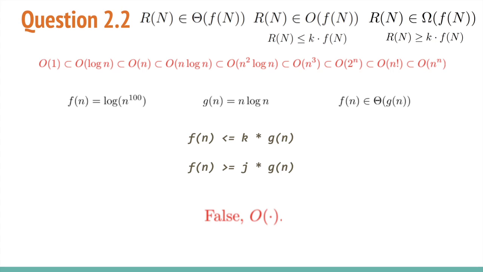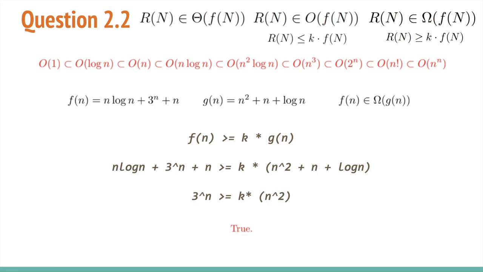In this next one, f of n is claimed to be in theta g of n, where f of n is the log of n to the power of 100, and g of n is n log n. In other words, is log n to the power of 100 both upper and lower bounded by n log n? And the answer would be no. Referring back to the ordering we established, f of n is just upper bounded by g of n.